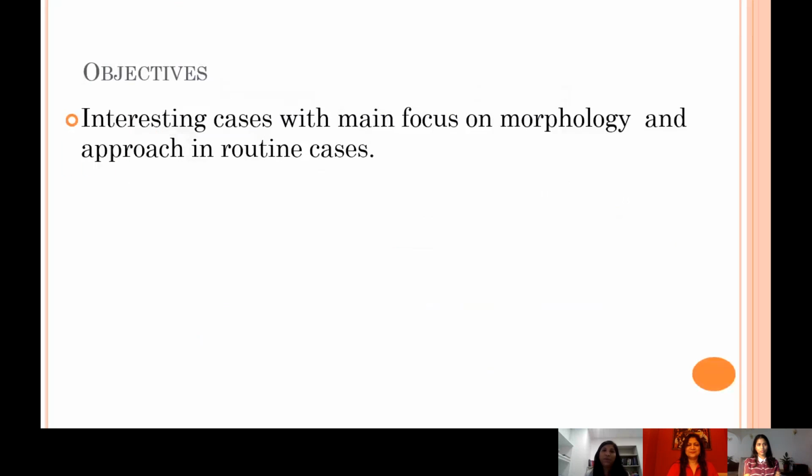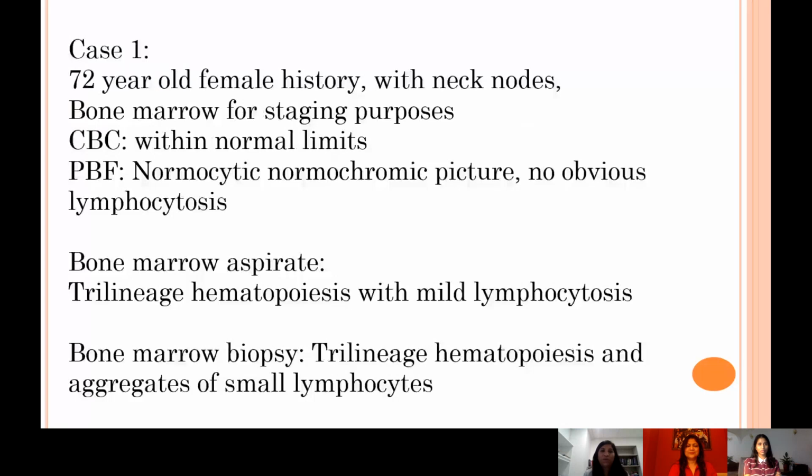Thank you so much, Dr. Lindsay Gupta, for inviting me to do this webinar. My main topic today is bone marrow aspirates and biopsies, and I'm mainly focusing on morphology and how we approach the cases. So let's start with the first case, a 72-year-old female.